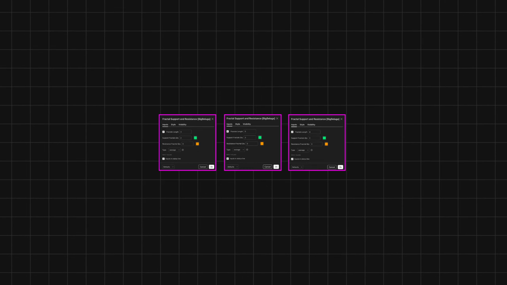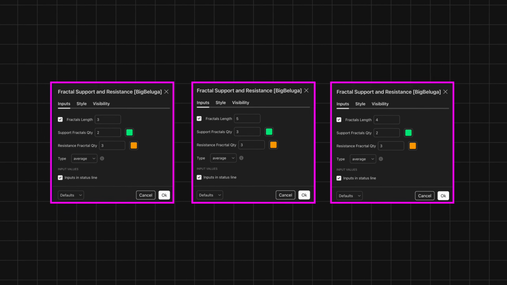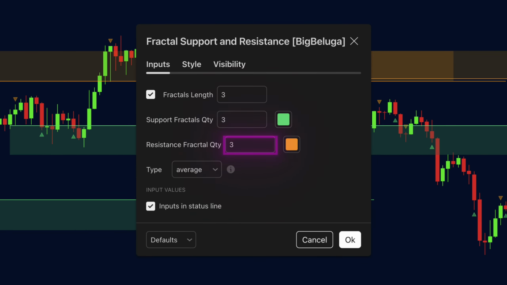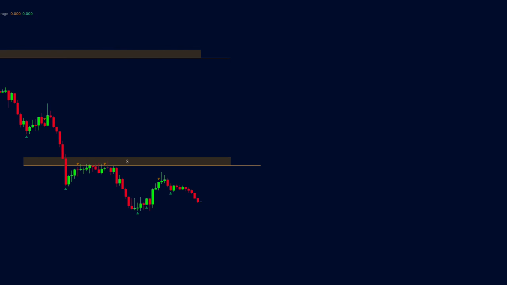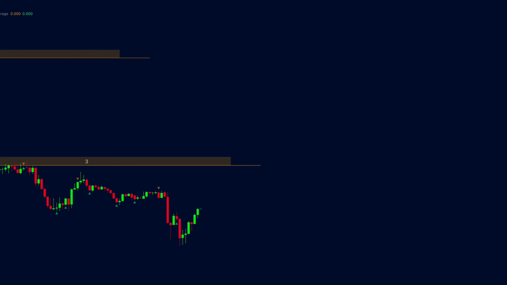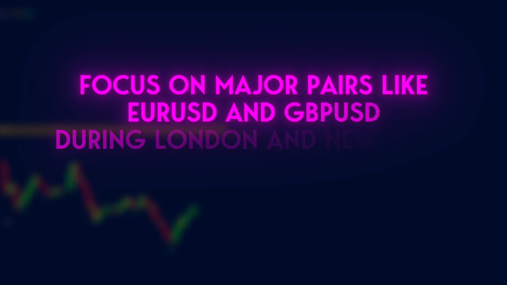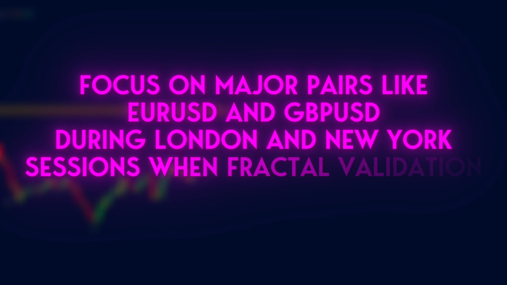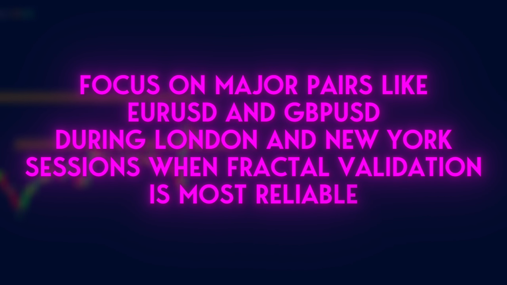But these strategies only work their best when you've got the perfect settings for your market. For forex pairs, keep fractals Q to Y at 3 and type set to average. Forex markets have consistent fractal patterns, and these settings filter out session noise while catching real institutional moves. Also, focus on major pairs like EUR-USD and GBP-USD during London and New York sessions when fractal validation is most reliable.